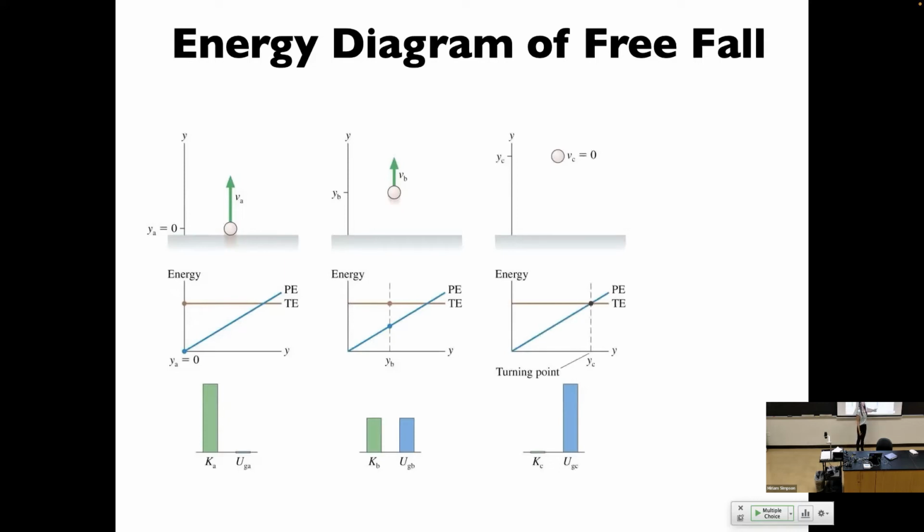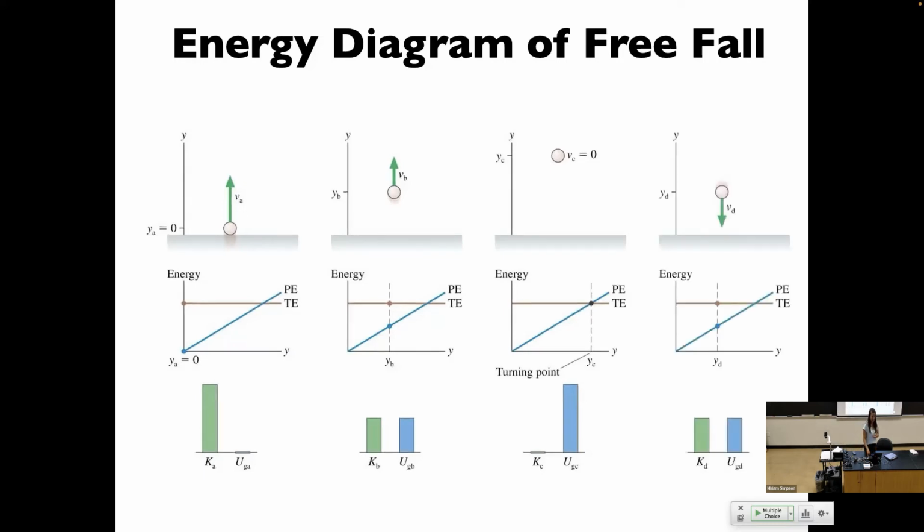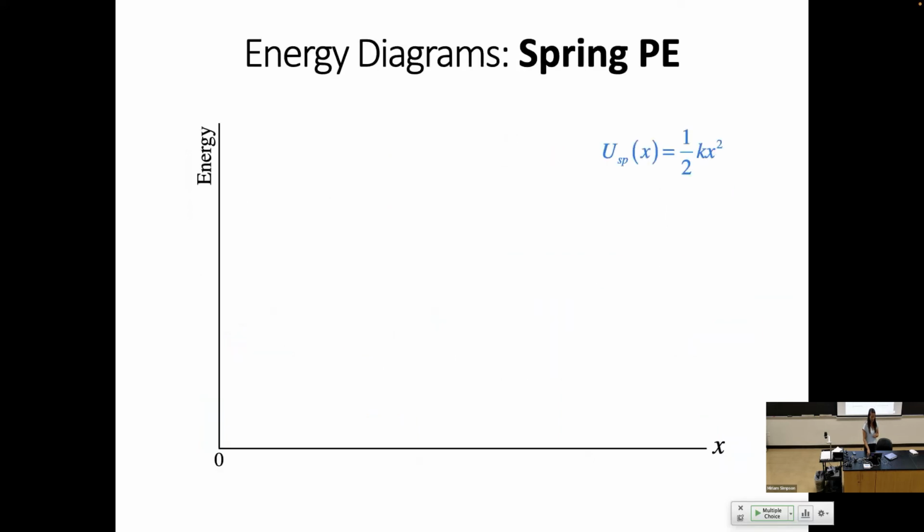No kinetic energy, because that's the turning point, meaning the velocity is going to be 0. But there's total potential energy, which should be equal to this plus this, which should be equal to this. And as it turns around, you get back to this middle state.